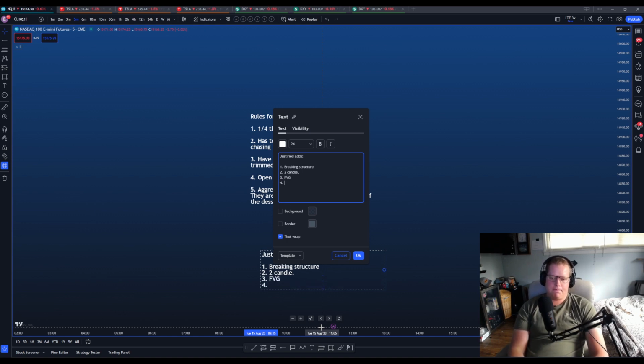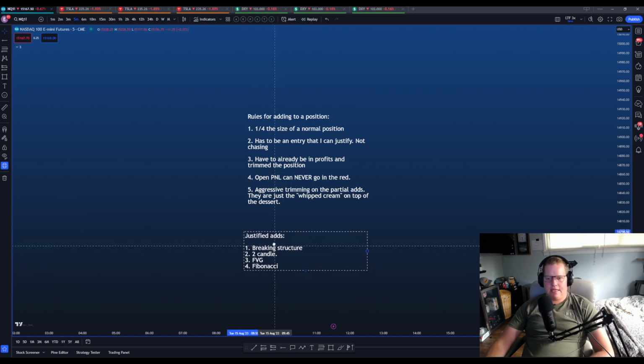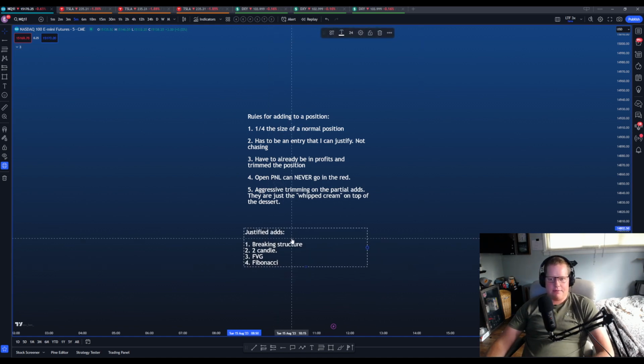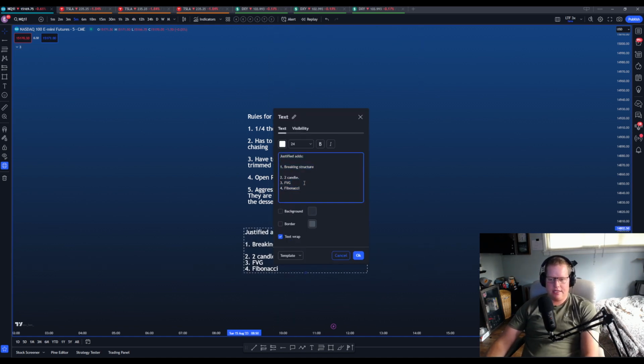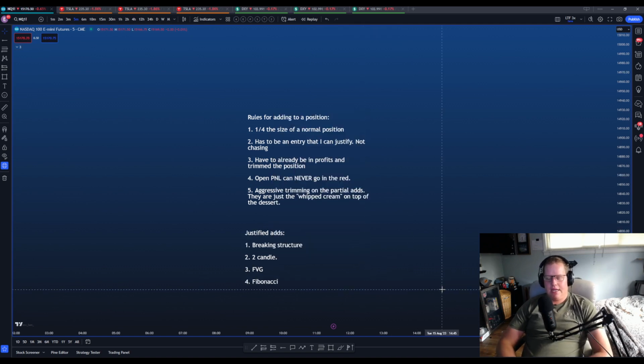And the fourth would be a Fibonacci. So you'll see that there's a lot of similarities between when I add into a position and my normal entry, right? That is because I'm treating them as such. It needs to be justified with my normal entry. So if I'm adding into a position, I want to have a similar setup to when I'm getting in it for the first time, right?